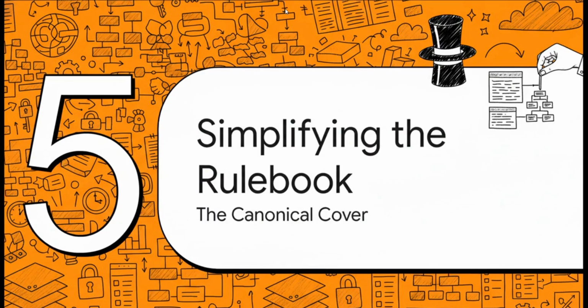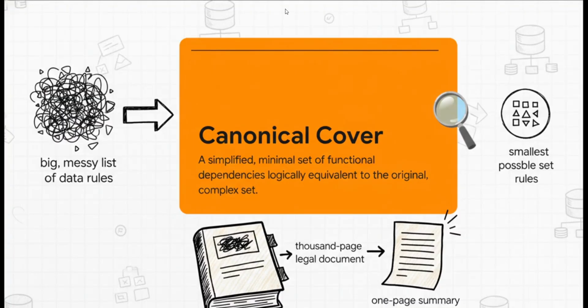And finally, in those huge real-world databases, that list of hidden rules, those functional dependencies, can get incredibly long and complicated. To manage all that complexity, designers have one last trick up their sleeve. It's called finding the canonical cover. Basically, the goal is to take a huge, messy list of data rules and mathematically boil it down to the smallest, simplest set of rules that still does the exact same job. It's like taking a 1,000-page instruction manual and creating a one-page cheat sheet that works just as well. It makes the whole database faster and so much easier to maintain.